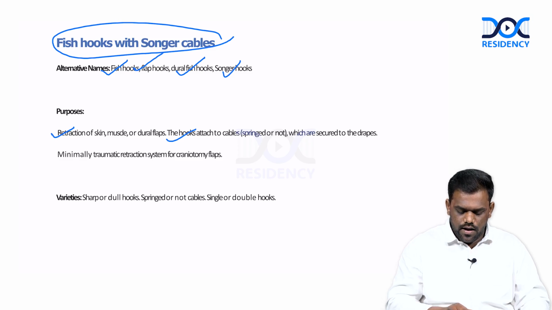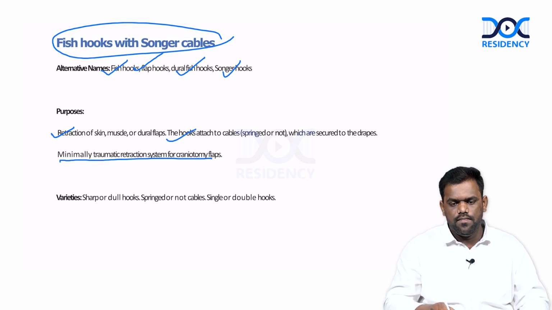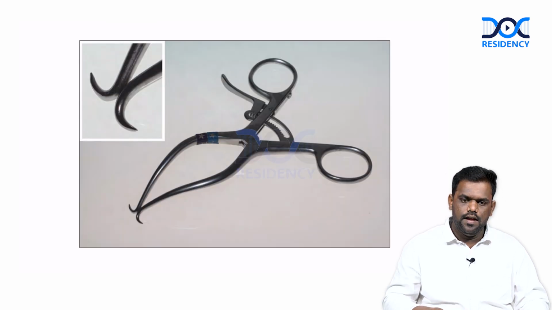So it's a minimally traumatic retraction system for craniotomy flaps. Based upon sharp or dull hooks, it can be varied, sprung or not, and single or double hooks also can be varied. Next, identify this instrument.